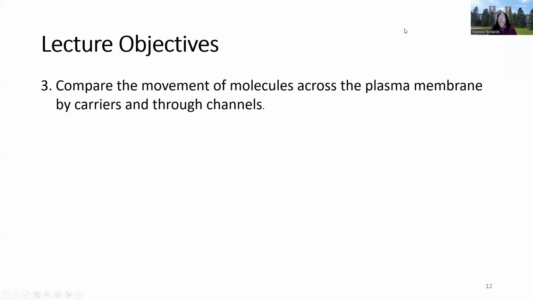All right, so the third objective is to compare the movement of molecules across the plasma membrane by carriers and through channels. And I keep reiterating this idea that while we speak about passive movement or passive transport, there are two different flavors of passive transport. So passive means in and of itself that it's moving spontaneously down the concentration gradient. One flavor of passive transport is simple diffusion, where it doesn't need any carrier or any help to get across the membrane. It can freely move across the membrane.